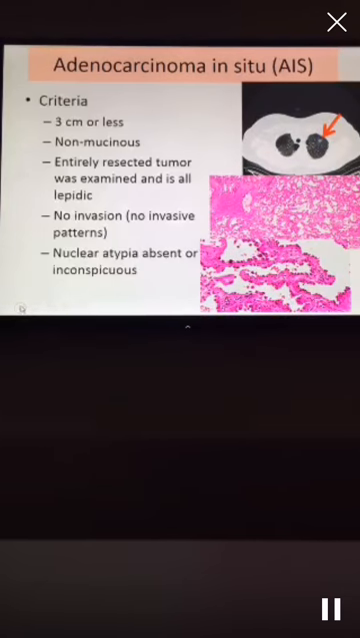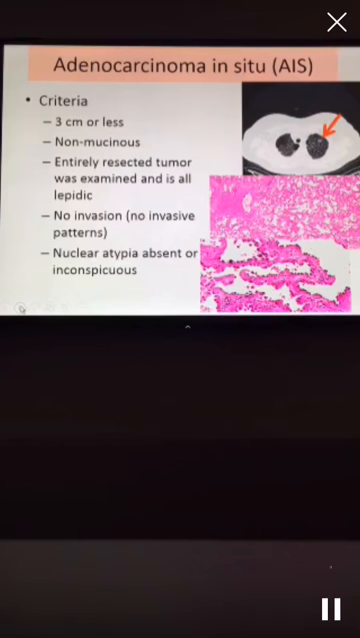So there's actually a set of criteria. You have to have a tumor that's 3 centimeters or less. If the tumor is 5 centimeters, you can't call it, just by definition. You have to have a non-mucinous proliferation. If the tumor is mucinous, like we described in the previous point, you cannot call it AIS. The third thing, you have to have looked at the entirely resected tumor.